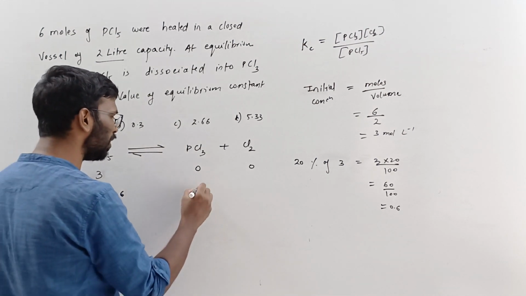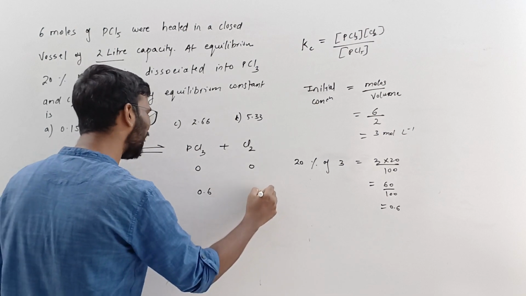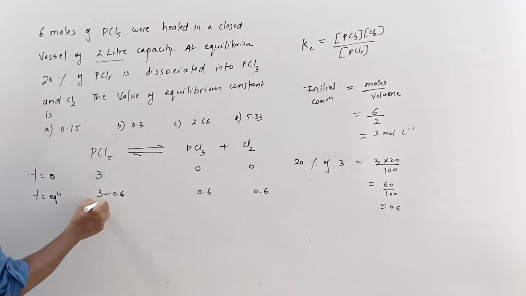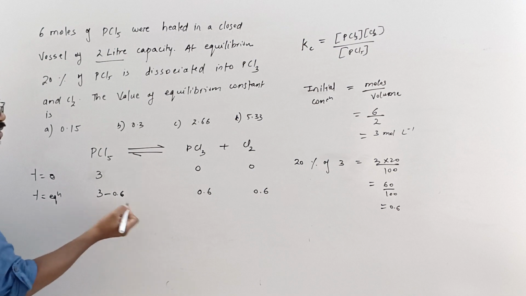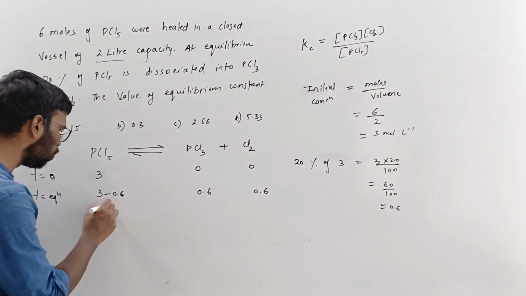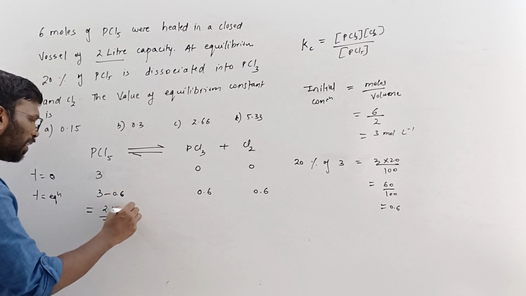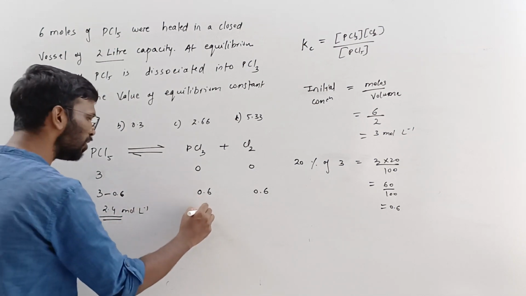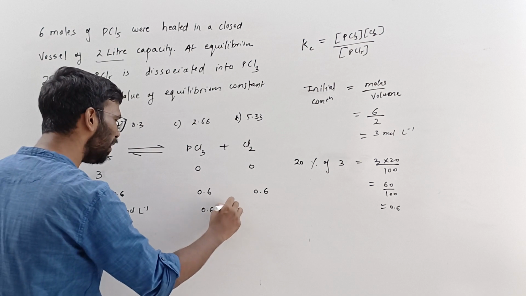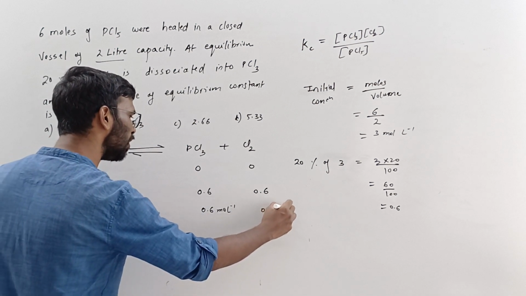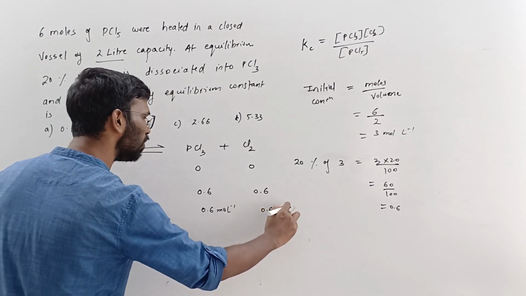How much PCl3 will be formed? 0.6 and 0.6. So at equilibrium, 3 minus 0.6 comes to 2.4. This is the concentration of PCl5 in moles per liter. This is 0.6 moles per liter, the concentration of PCl3, and this is 0.6 moles per liter, the concentration of Cl2.